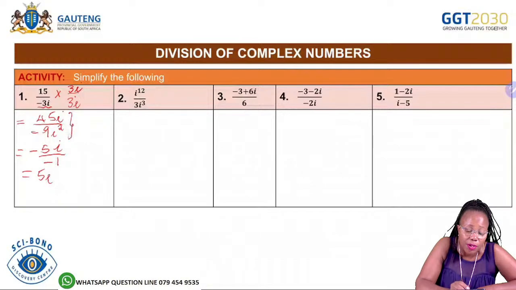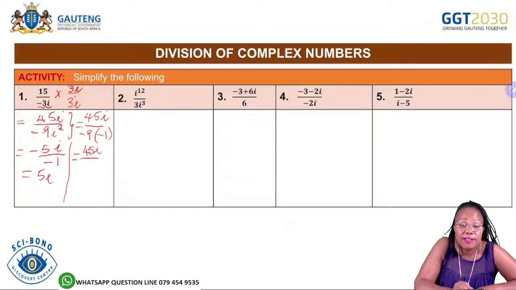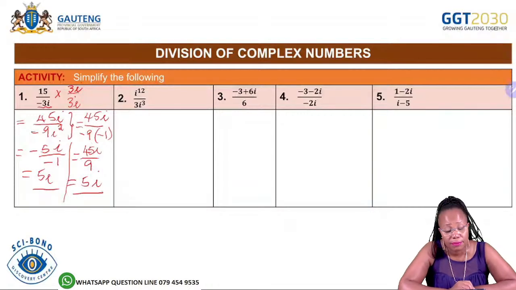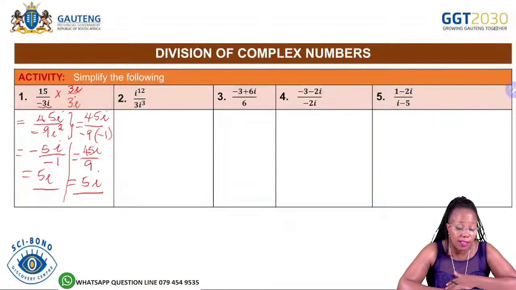Or from this step, you can leave that 45 over minus 9 and write it as 45i over negative 9, and then deal with the i squared. It will be negative 1. So this is giving us 45i over negative 9 times negative 1, that is a positive 9. And then 9 into 45 is 5i. So we end up with the same answer. You choose the one that is easier for you.